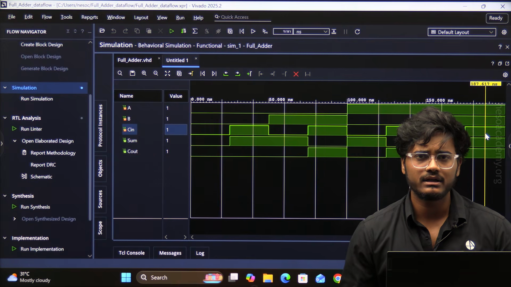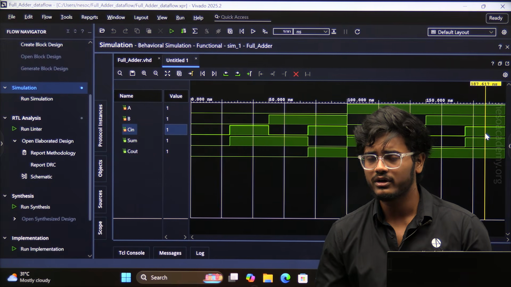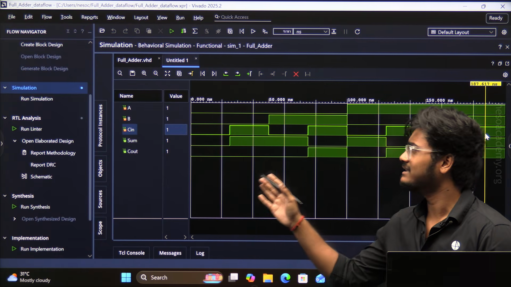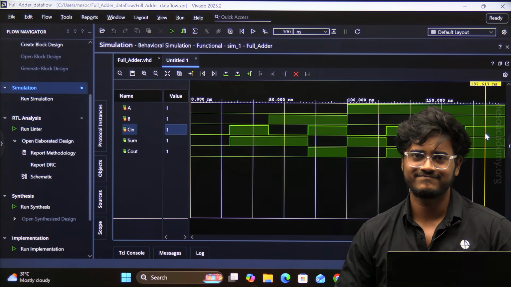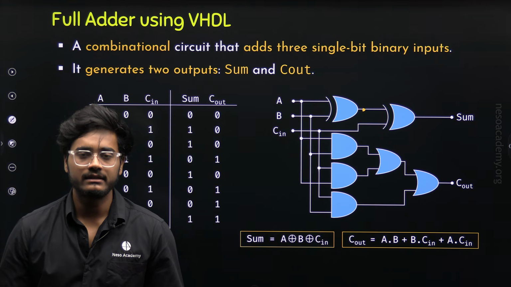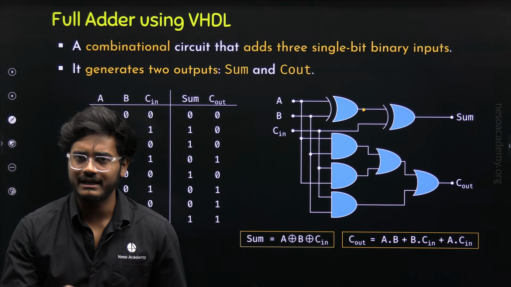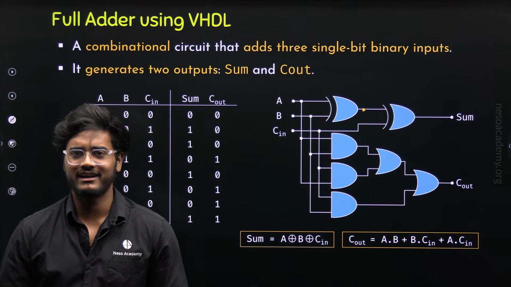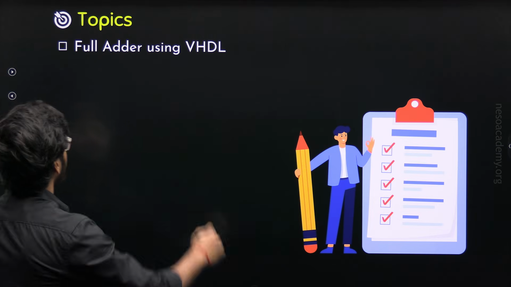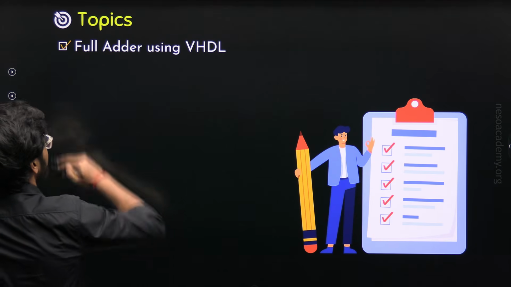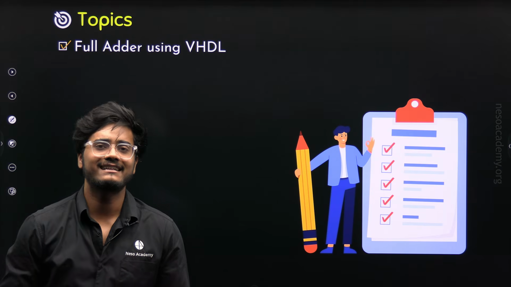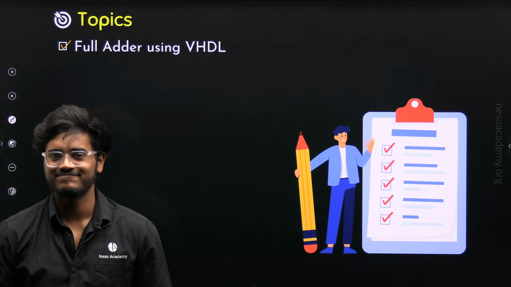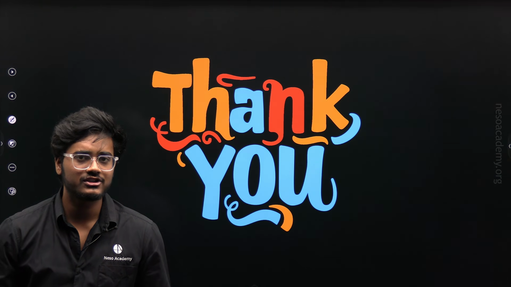So, I hope you understand the data flow modeling code for the full adder along with its schematic and the simulation waveforms. So, in this way, we are done with the full adder and its implementation using data flow modeling. With that, we are done with the topic of full adder using VHDL. And in the next lecture, we will implement our next combinational circuit, which means we are done with this lecture.